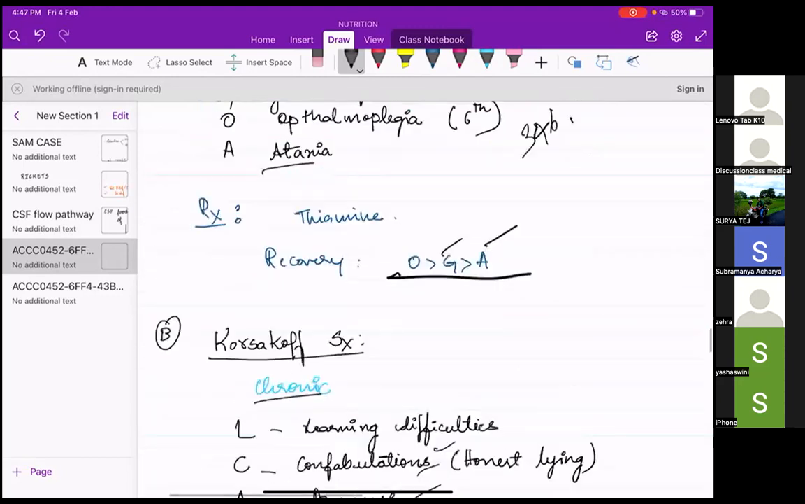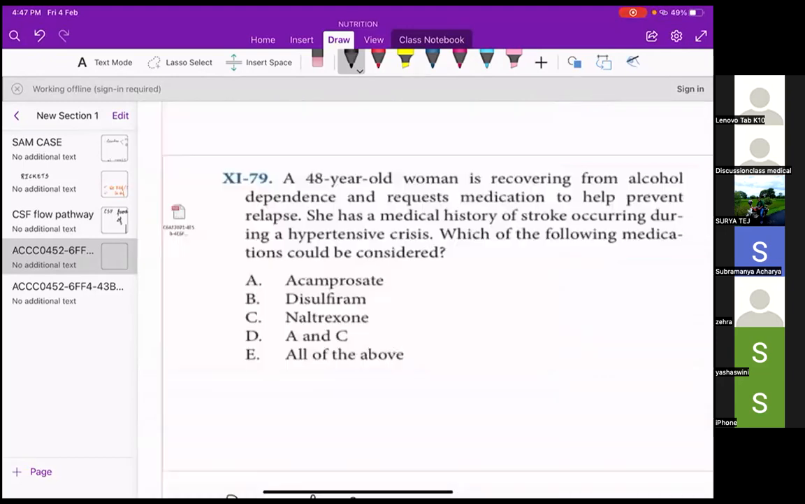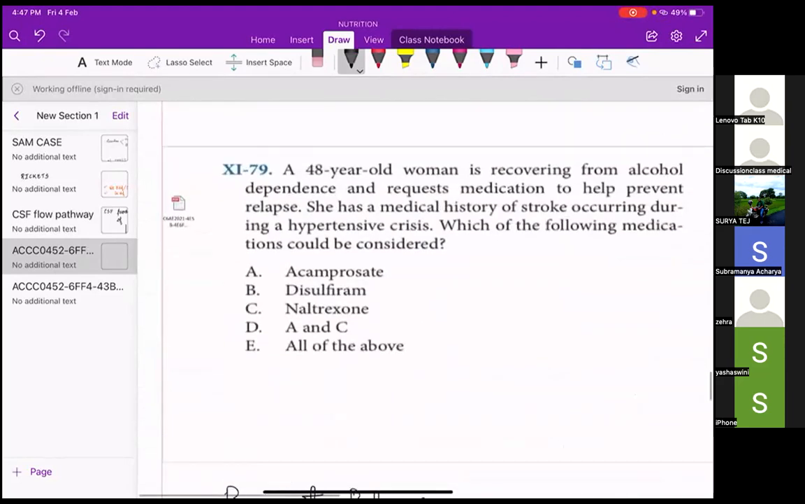A woman is recovering from alcohol dependence and requests medication to help prevent relapse. So now you know you can't give benzodiazepines every time, right? So you have to prevent the relapse. Any acute presentation you will treat, but to prevent relapse, we have these medications. So let me read the question.